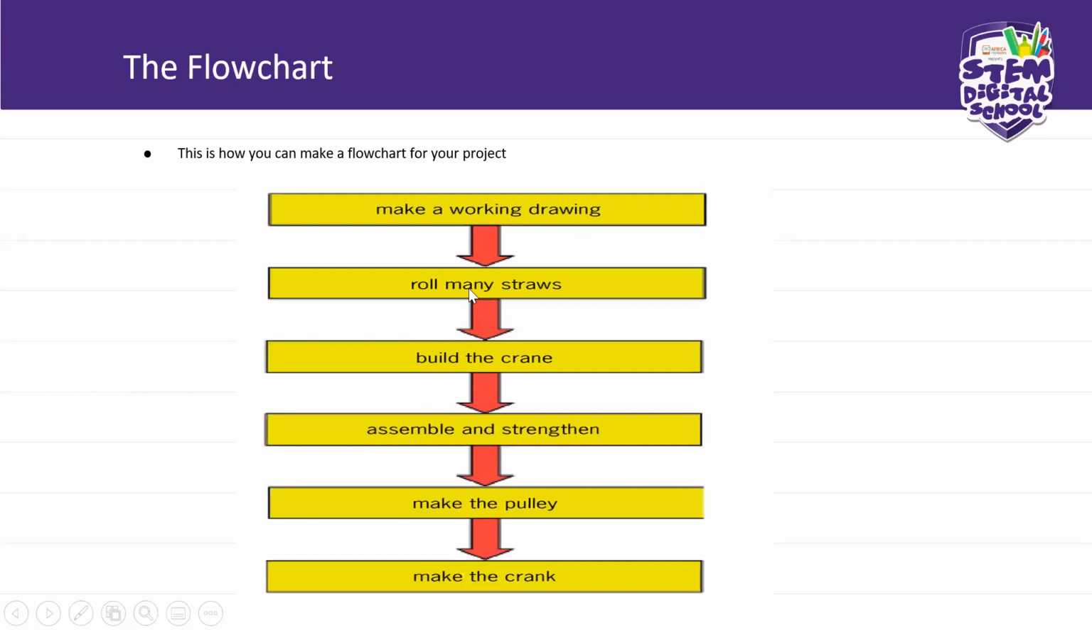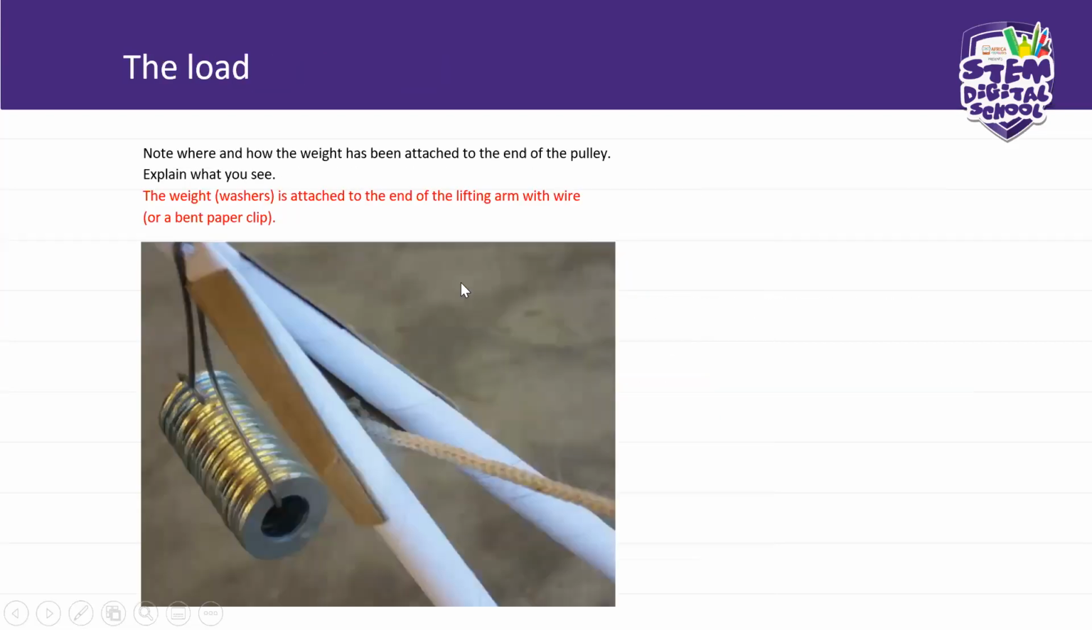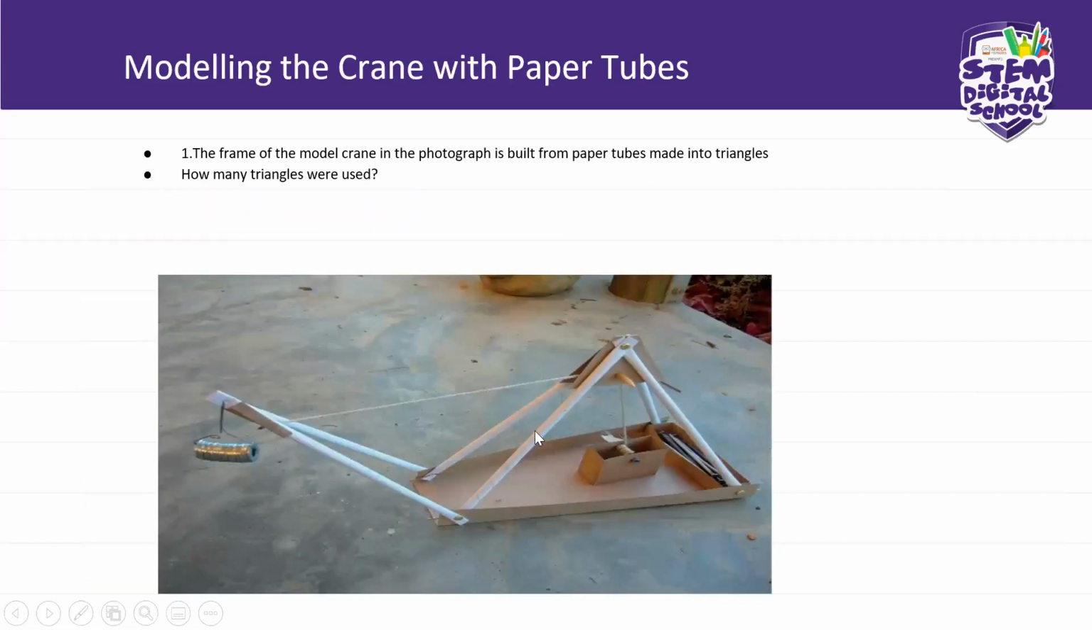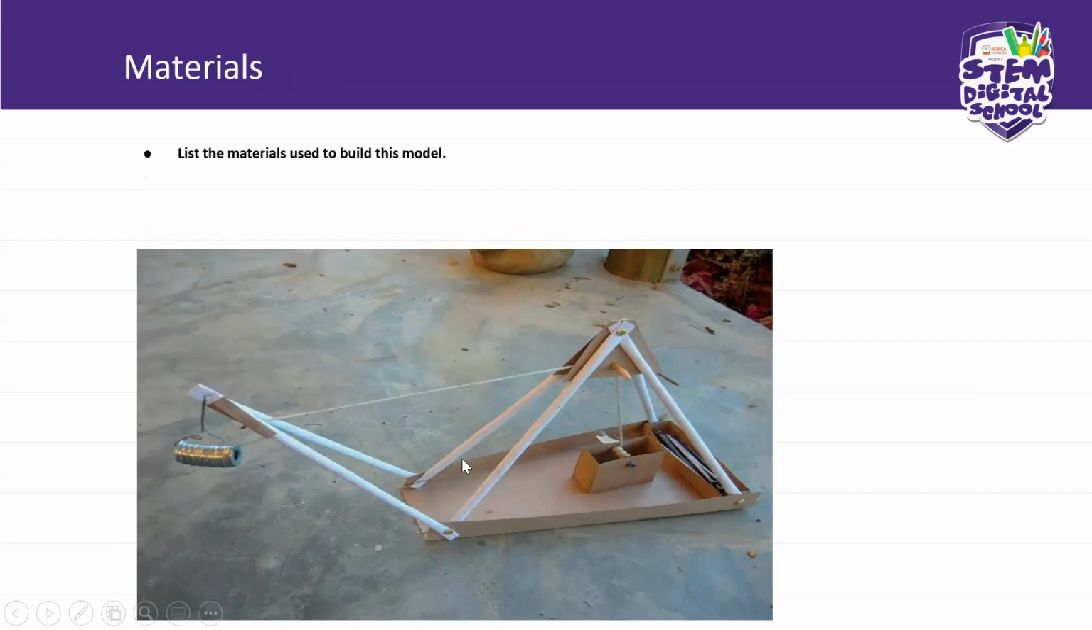Then, after making a working drawing, I know that my crane will look like this. And then I will draw this crane. How many paper tubes do I need here? 2, 4, 6. How many gaskets do I need here? 1, 2, 3. Okay, so I need to draw this so that I will know what it is that I need and how much of it I need.